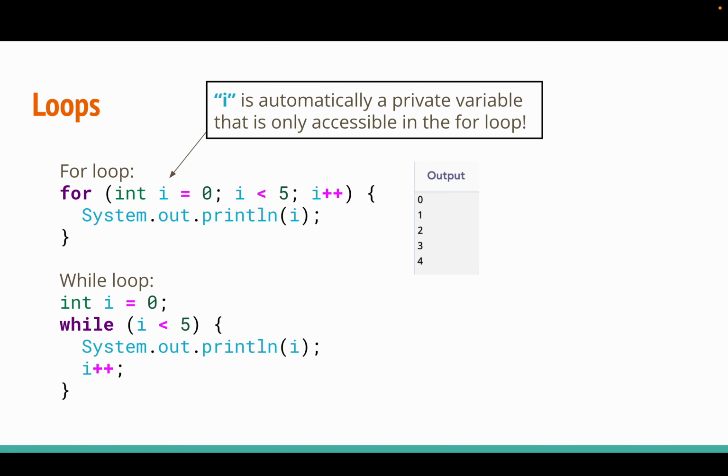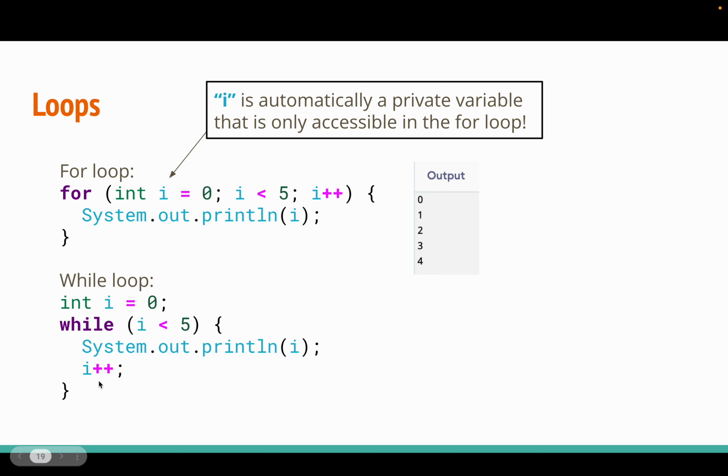On the other hand, we have while loops. In this case, instead of creating your int i equals 0 inside your loop, you're creating the int i equals 0 before the loop. This means that it's going to be a public variable, at least within the class. So you're going to be able to access this variable outside of the while loop, versus in the for loop, you can't access int i outside of the for loop.